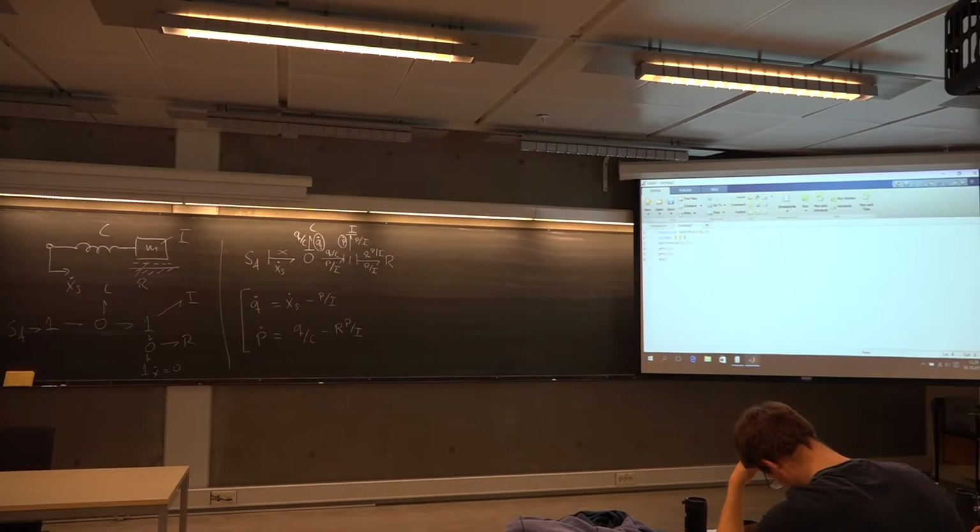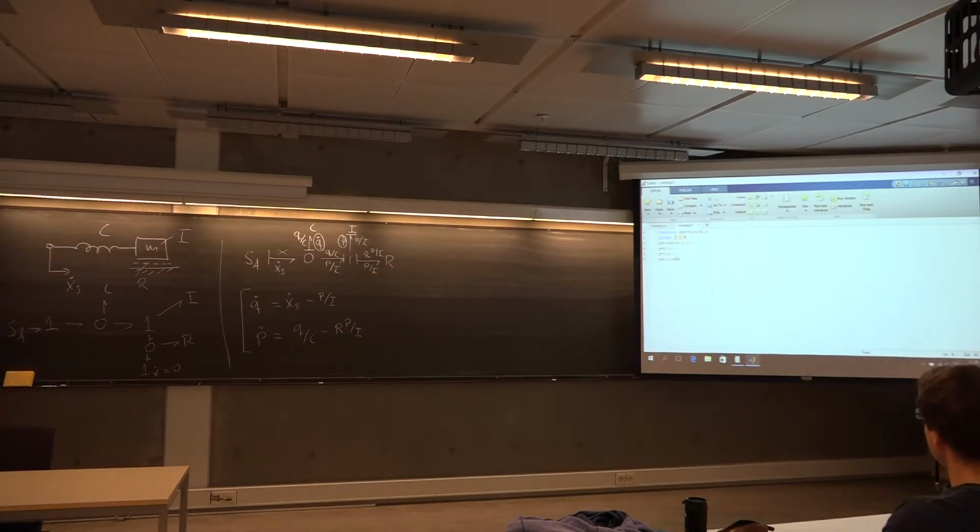Okay, then we return the first derivative. Q dot equals xs. I don't have xs, so we have to create that one. Minus p divided by I. And the other one, it should be q divided by c minus r multiplied with p divided by I. Something like that. And then we have to create the velocity source.